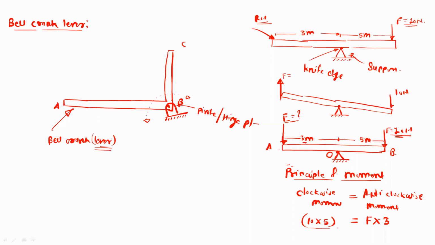Okay, so from this principle of moment, that is clockwise moment equal to anti-clockwise moment, we can get the value of F, that is equal to 50 divided by 3. Okay. So it is 16.6 Newton. So if you observe the first value, which is 10 Newton, the second value is large compared to the first force. Okay. So a lever is used to amplify the force value.